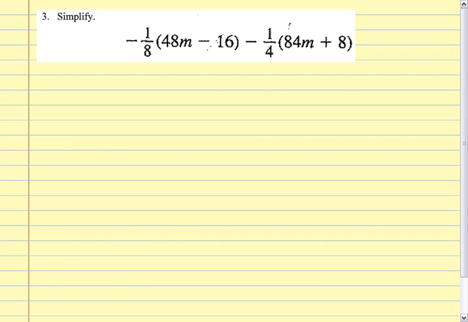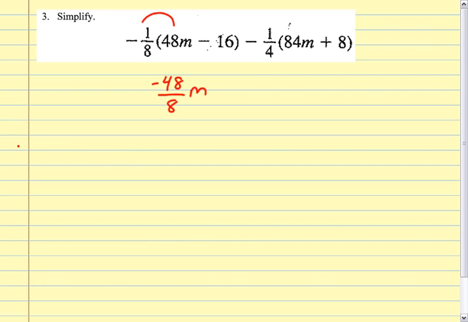All right. Number 3, simplify. Grace, start us off here. Remember, simplify just means do the order of operations with this stuff. Okay? Can I do anything inside the parentheses? Do I have any exponents? Any multiplication or division? Yes. Okay, so what do you want to do? Distribute. Let's distribute. What is negative 1/8 times 48m? Negative 48 over 8m.